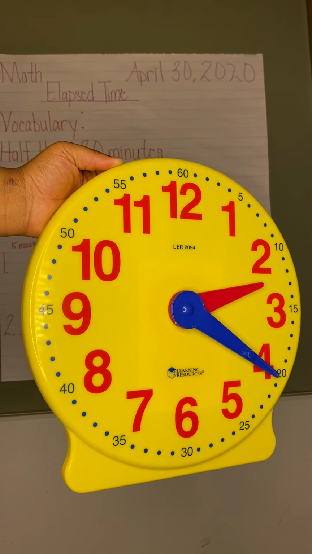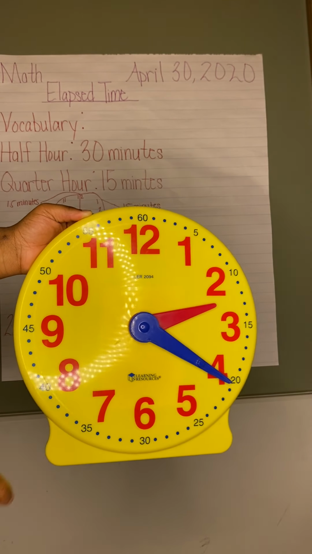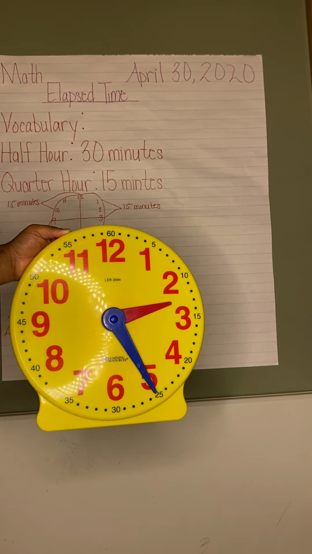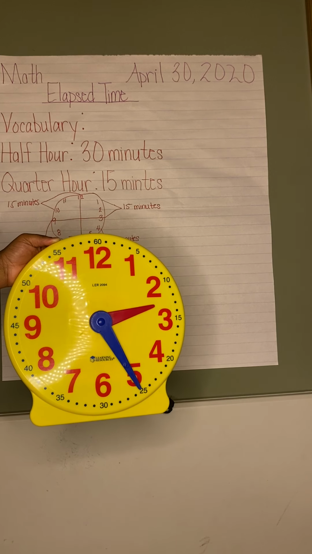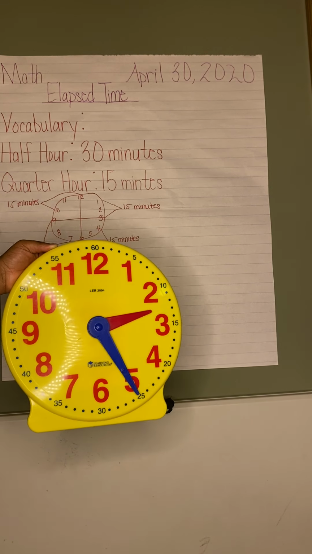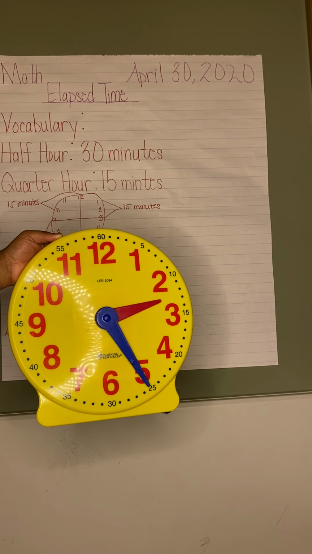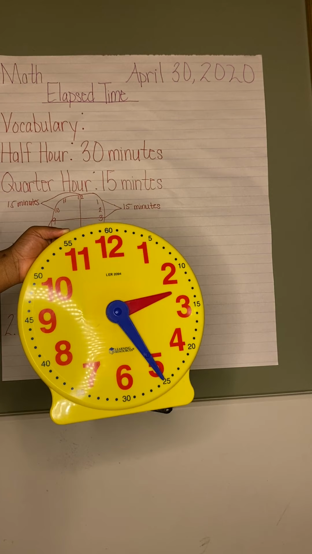But what am I trying to get to? I'm trying to get to 2:30. So let's add another 5. Right now I'm at 2:25, and that's only been 10 minutes. But what am I trying to get to? I'm trying to get to 2:30. So let's add another 5.